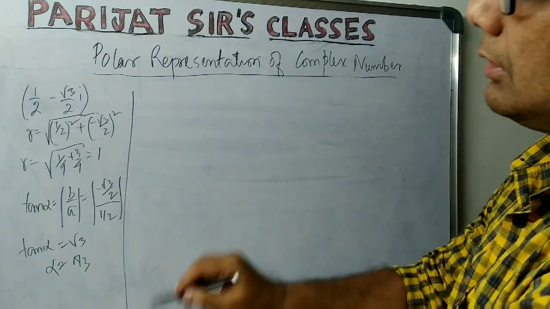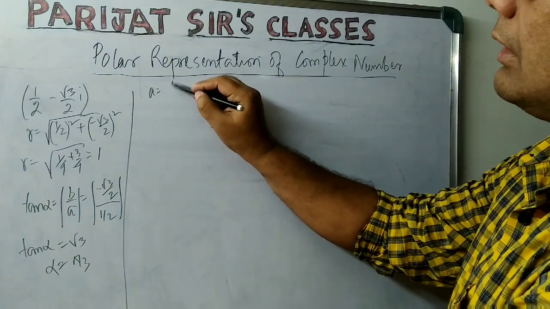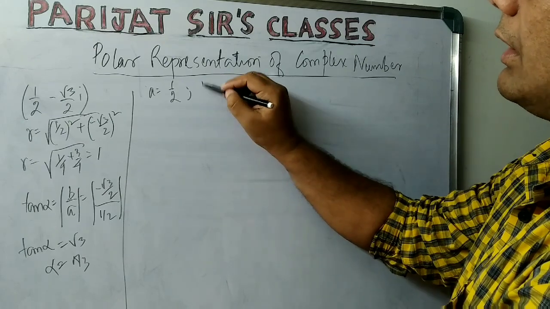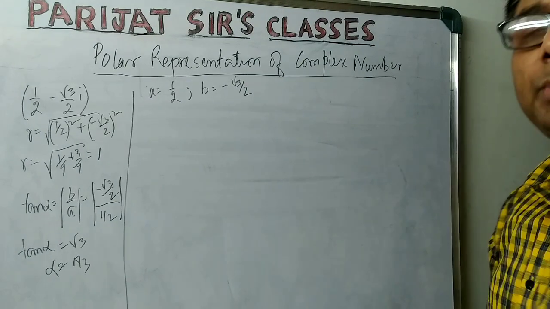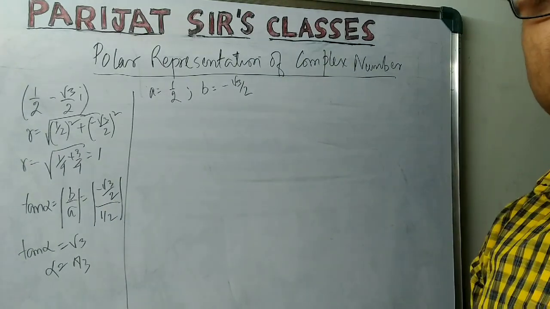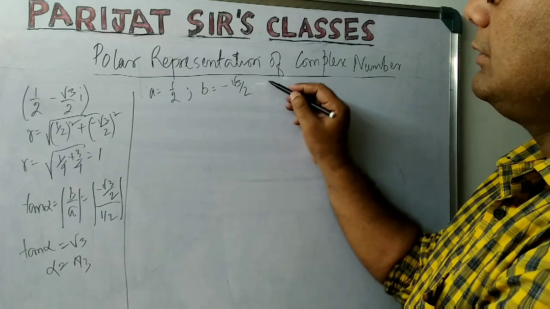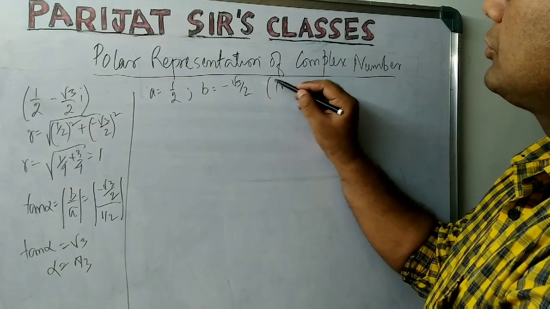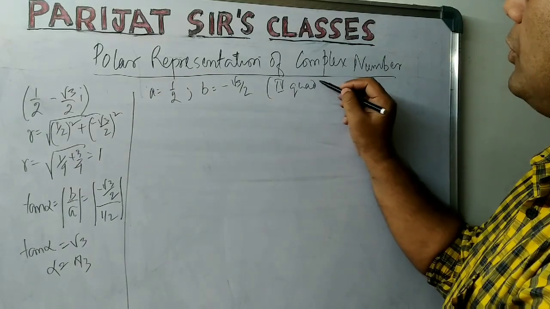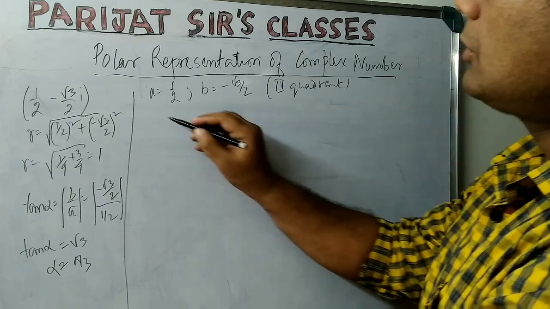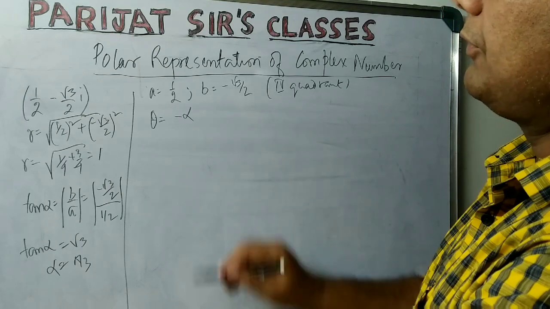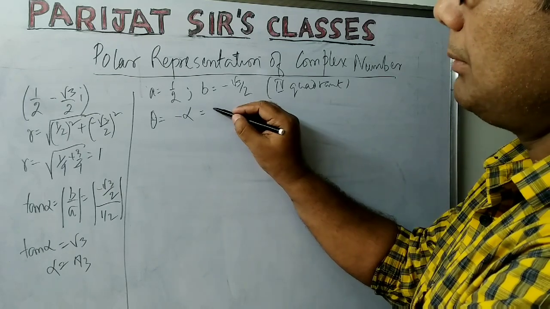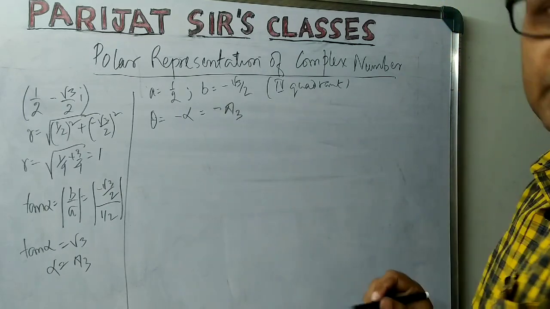Now friends, note my a is plus half and b is minus root 3 by 2. So a is plus and b is minus. That means it is in which quadrant? It is in the fourth quadrant. So in the fourth quadrant, what do we say? Theta is minus of alpha. That means my theta will be minus pi by 3.